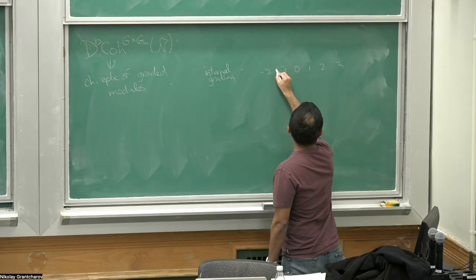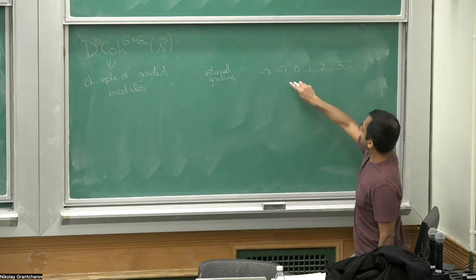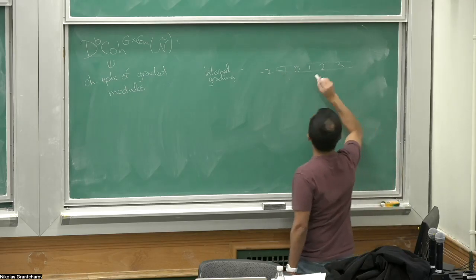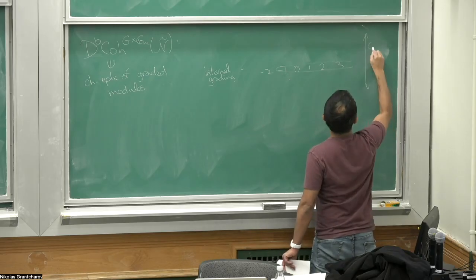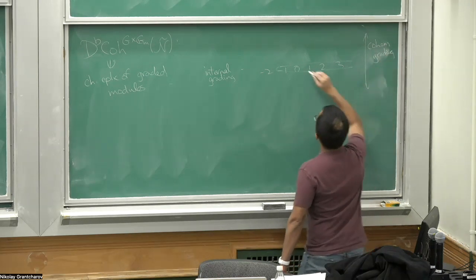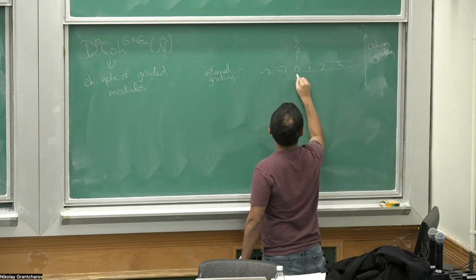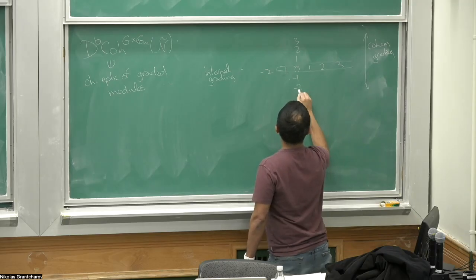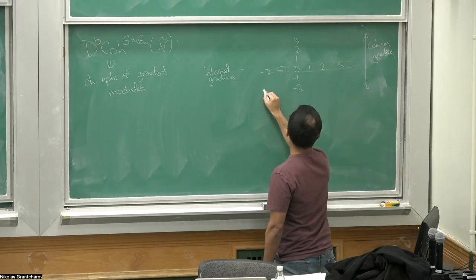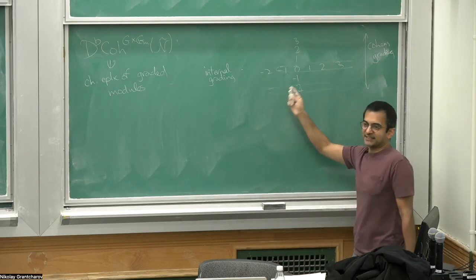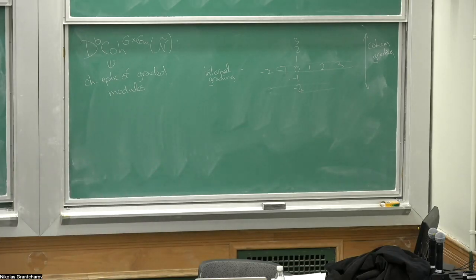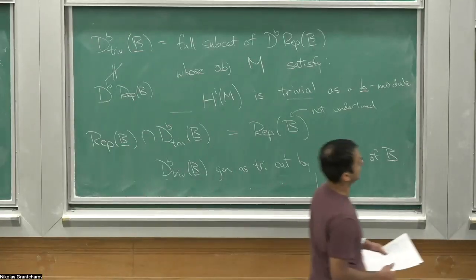So maybe there's a module that's supported in degrees -1 and up. And there's also a cohomological grading. And I'll put that going vertically. So like maybe in degree -2, you have a module that starts in internal grading degree -2 and anyway, well, some degrees. And now what I want to do is something slightly different.